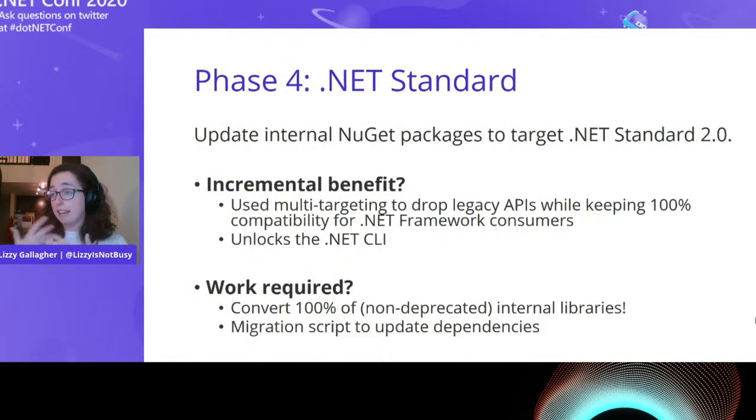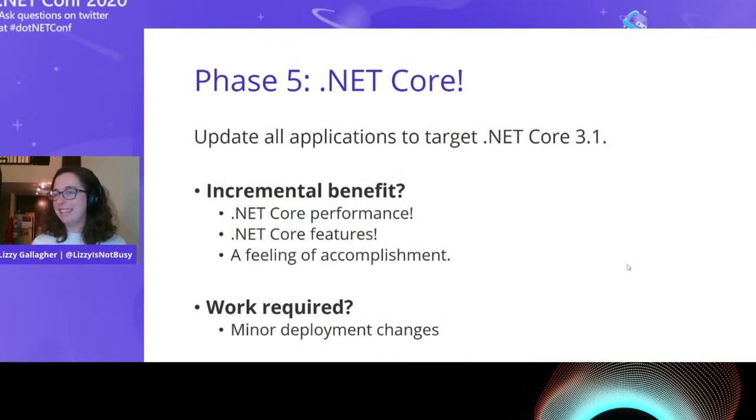Great. So this, as I alluded to, did require quite a bit of work, because we did need to convert all of our libraries to target .NET Standard 2.0. The migration script was super easy. It was basically a dictionary: if you have this library installed, update it to this new version. And you know where that leads us. I told you there were 5 phases. We ended up at .NET Core.